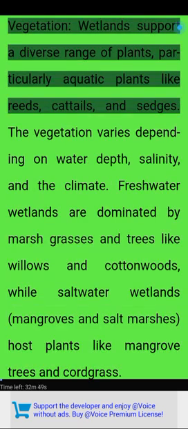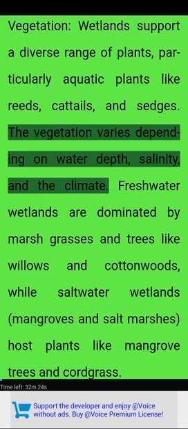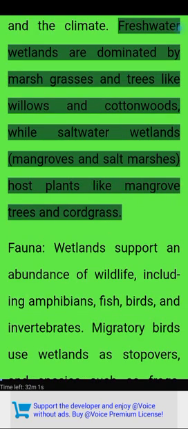Vegetation. Wetlands support a diverse range of plants, particularly aquatic plants like reeds, cattails, and sedges. The vegetation varies depending on water depth, salinity, and the climate. Freshwater wetlands are dominated by marsh grasses and trees like willows and cottonwoods, while saltwater wetlands, mangroves, and salt marshes host plants like mangrove trees and cordgrass.